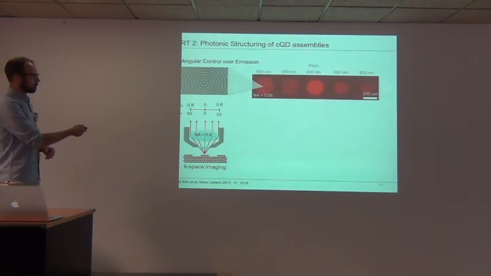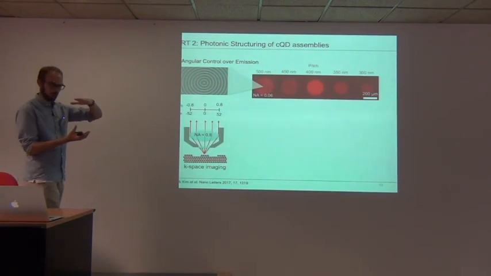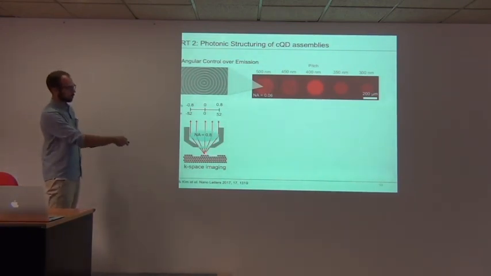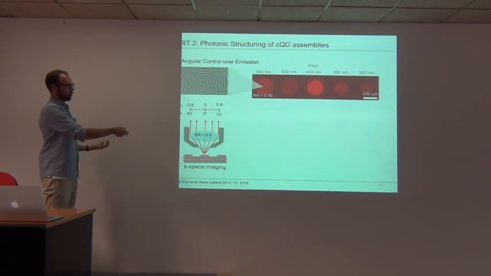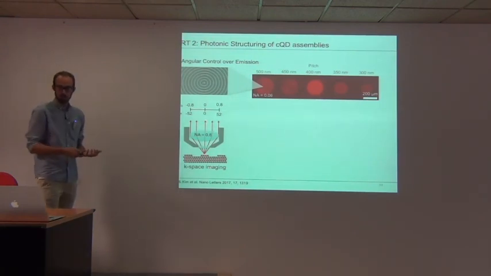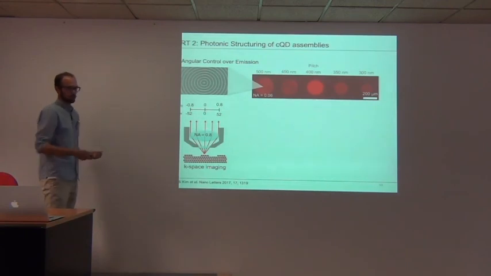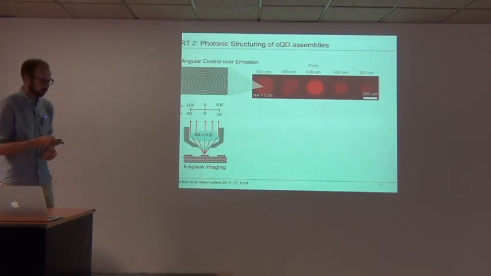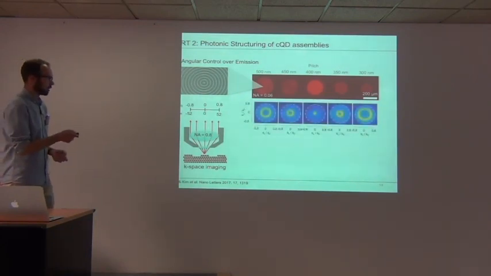K-space imaging or Fourier imaging is nothing else than just looking at the backside of your objective. Because of the way an objective works, light that is emitted under a high angle comes out on the side of the objective, whereas light that is emitted perpendicular to the surface comes out at the center. So basically the backside of your objective is always just a map of whatever angles you've probed in your system. So you can do this and you can create these maps.